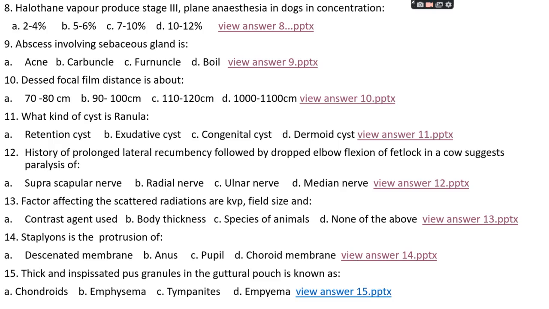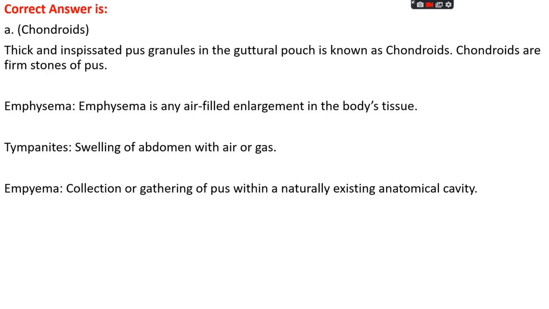Okay. Question number 15. Thick and inspissated pus granules in the guttural pouch are known as: option A, chondroid; option B, emphysema; option C, tympanitis; option D, empyema. The right answer is option A, that is chondroid. Thick and inspissated pus granules present in a guttural pouch are known as chondroids, which are stones of pus.